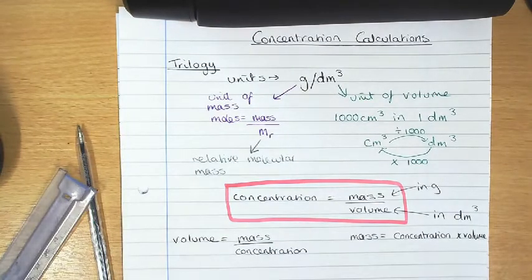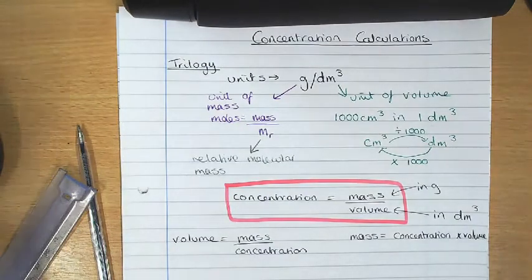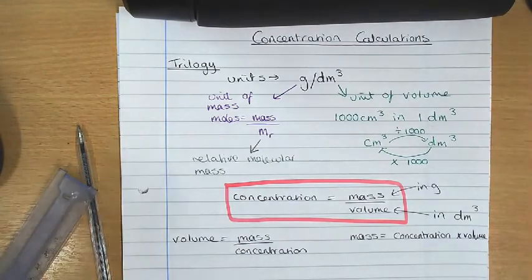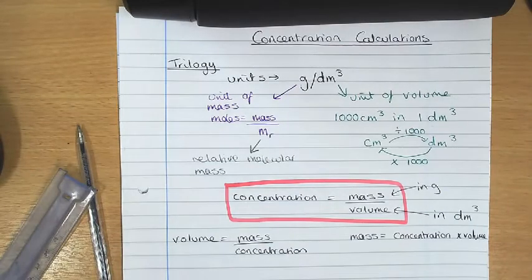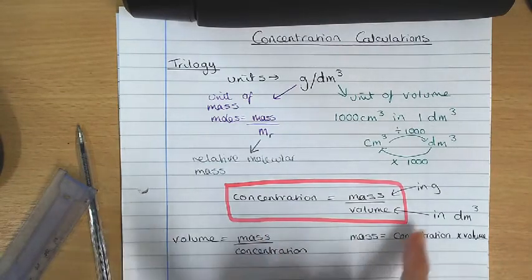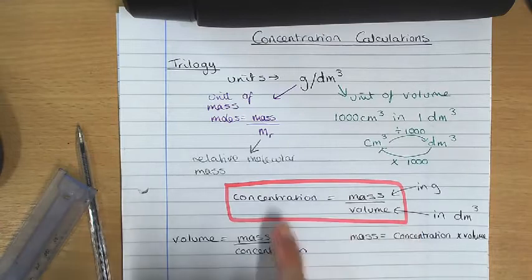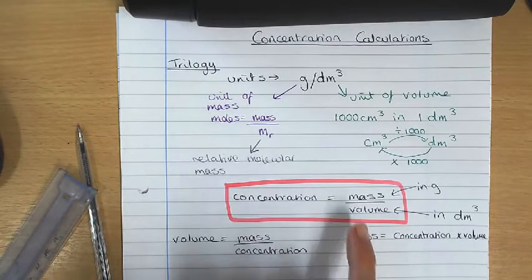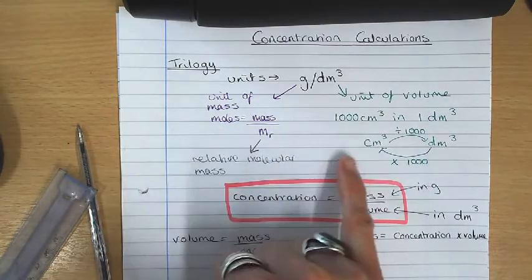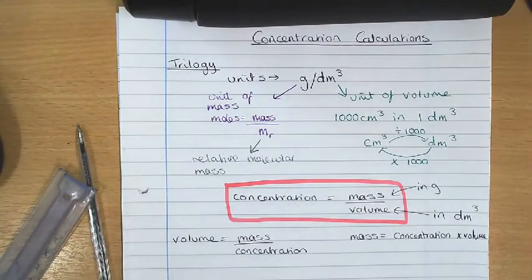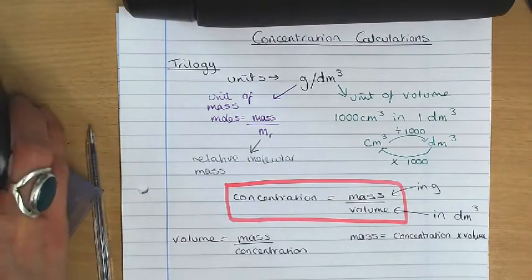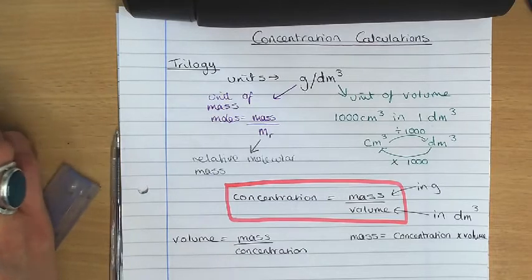If you're doing trilogy science, then you can stop the video here, because that in a nutshell is how you do concentration calculations. It's a case of using any one of these three arrangements of the equation, making sure that you remember the chemistry behind it, and then tackling whatever questions you're actually faced with.